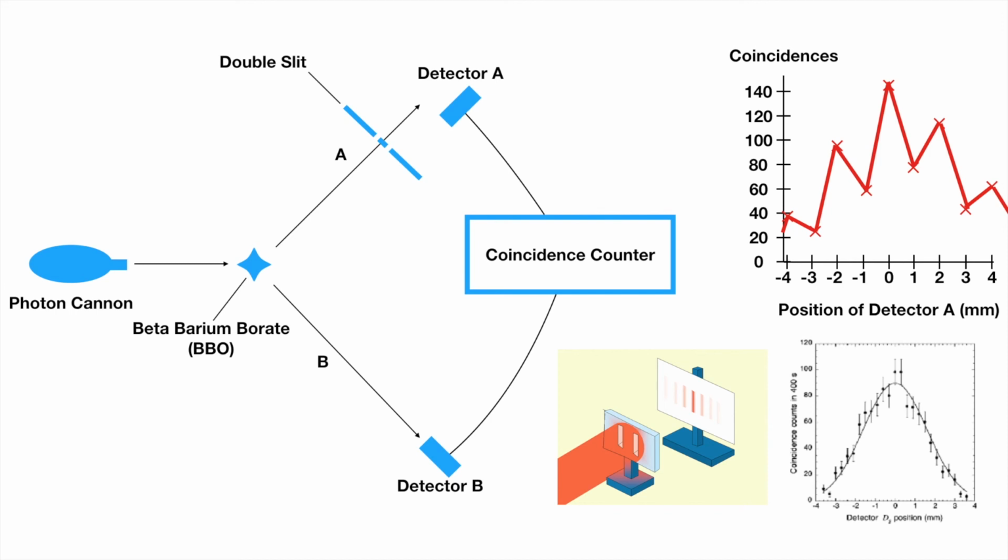By the way, you can recreate this part of the experiment very easily at home and actually see the interference pattern firsthand. All you need is a laser pointer and some tinfoil. See the link in the video description for instructions.